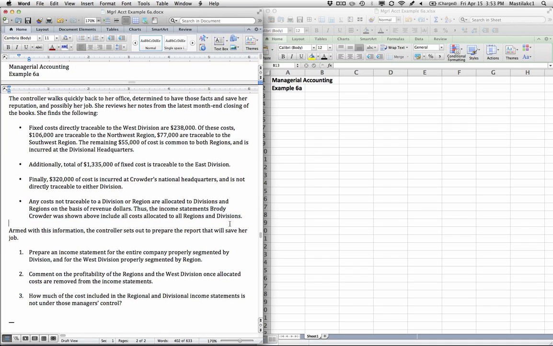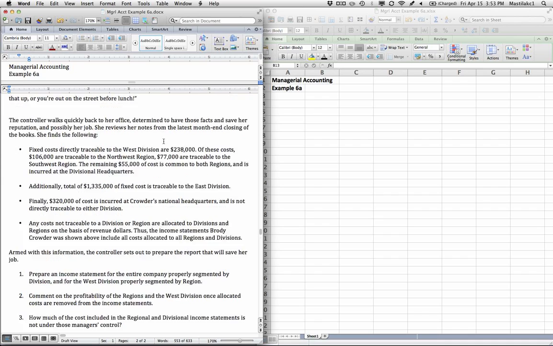The example says that any costs not directly traceable to a division or region are allocated to divisions and regions on the basis of revenue dollars. So really, if there's any cost anywhere in the company, what the accounting system does is it allocates and attaches that cost to, in this case, the regions, which are the lowest level of organization. And then if you combine the regions, the costs allocated to regions get aggregated in the division, which is the middle level of organization, and all that then gets aggregated up to the company as a whole.